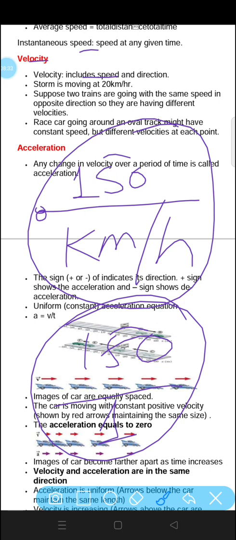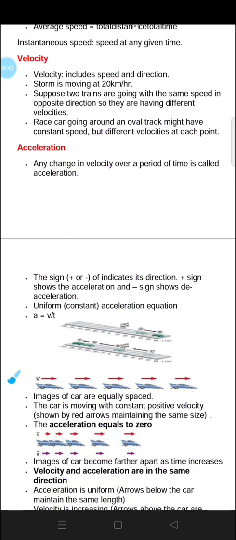But if we are also given the direction, that it is traveling from Delhi to Bombay, so this will be the direction as well. The train is traveling from Delhi to Bombay. So the given distance as well as direction will be called velocity. Speed only has magnitude, while velocity has both speed and direction.